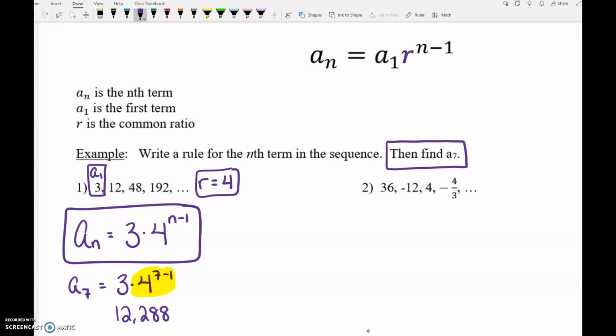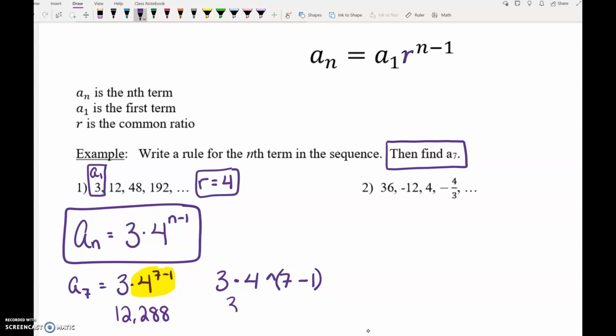On many of your scientific calculators, when you do 3 times 4 raised to the 7 minus 1, the problem is that your calculator is going to do 4 to the 7th, then it will multiply by 3, then it will subtract 1. So if this is how you enter it, you need to make sure to put parentheses around the 7 minus 1. Or do that step in your head.